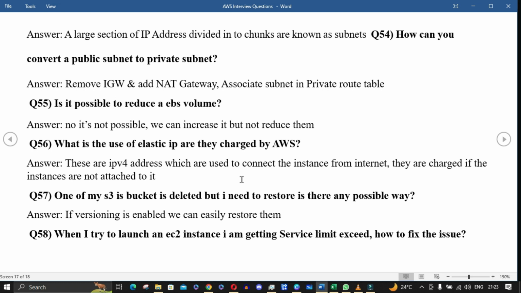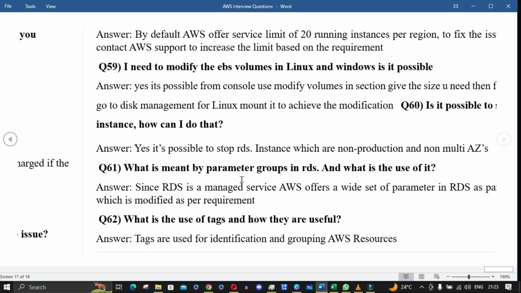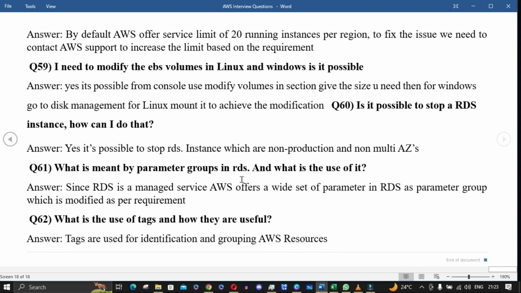Question number 57. One of my S3 buckets is deleted, but I need to restore it. Is there any possible way? Answer: if versioning is enabled, then we can easily restore it. Question number 58. When I try to launch an EC2 instance, I'm getting service limit exceeded. How to fix this issue? Answer: by default, AWS offers a service limit of 20 running instances per region. To fix the issue, we need to contact AWS support to increase the limit based on the requirement.